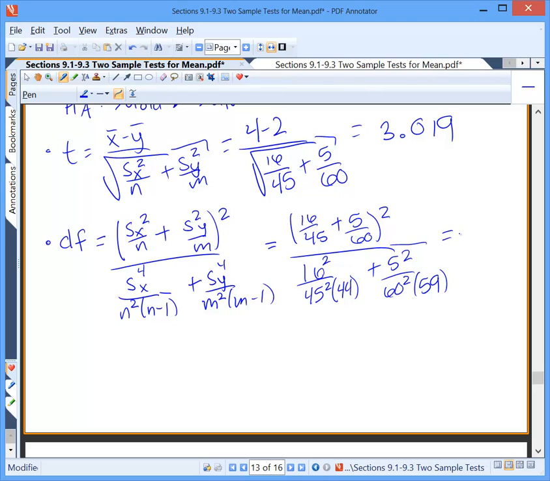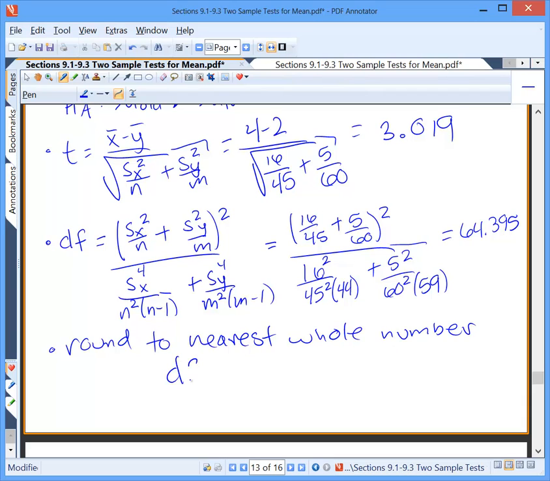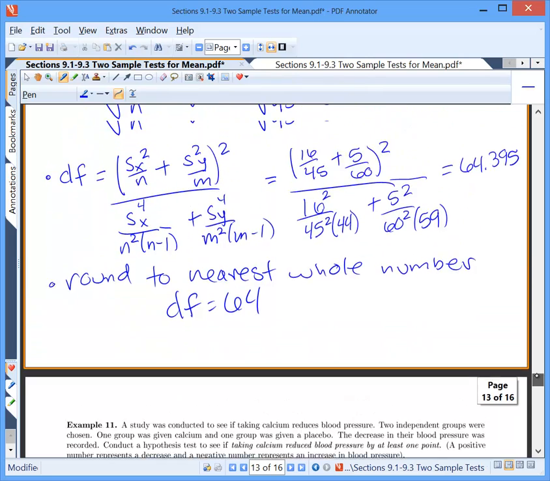Which gives me 64.395. Now we always round that down to the nearest whole number. So degrees of freedom is 64. Now to use my table, I'll have to round that down even further to 60 degrees of freedom.